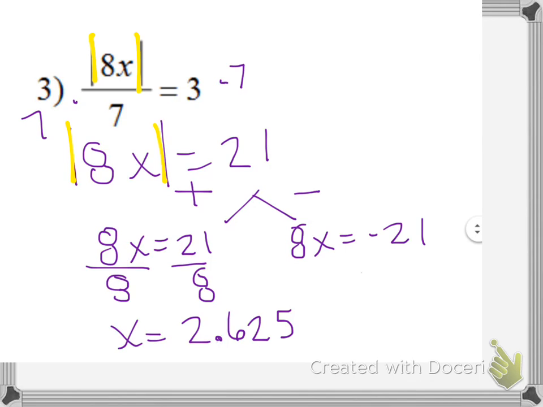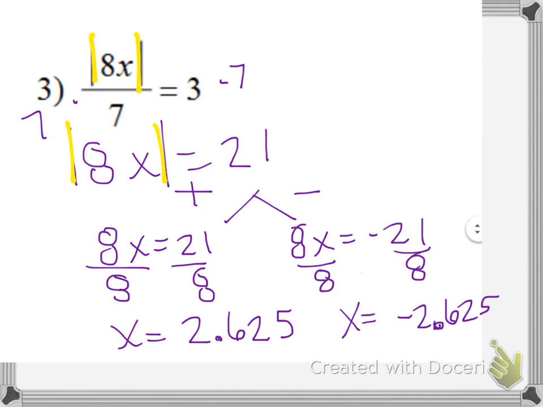And then again, we'll do that with the other one as well. So divide by 8, divide by 8. So x equals negative 2.625. That's a point. There we go. Again, it's not always the same answers, but in this case, yeah, it is, but not always.